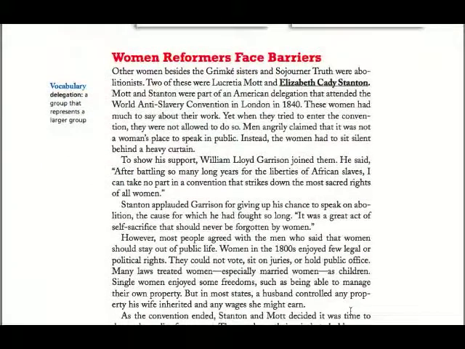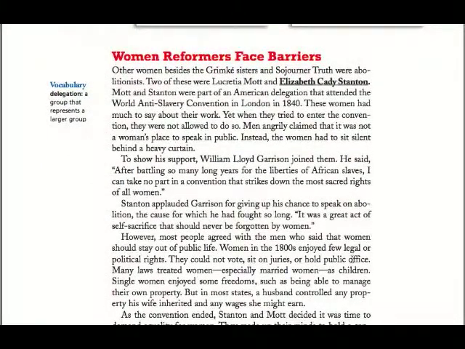Women reformers face barriers. Other women besides the Grimke sisters and Sojourner Truth were abolitionists. Two of these were Lucretia Mott and Elizabeth Cady Stanton. Mott and Stanton were part of an American delegation that attended the World Anti-Slavery Convention in London in 1840. These women had much to say about their work, yet when they tried to enter the convention, they were not allowed to do so. Men angrily claimed that it was not a woman's place to speak in public. Instead, the women had to sit silent behind a heavy curtain.